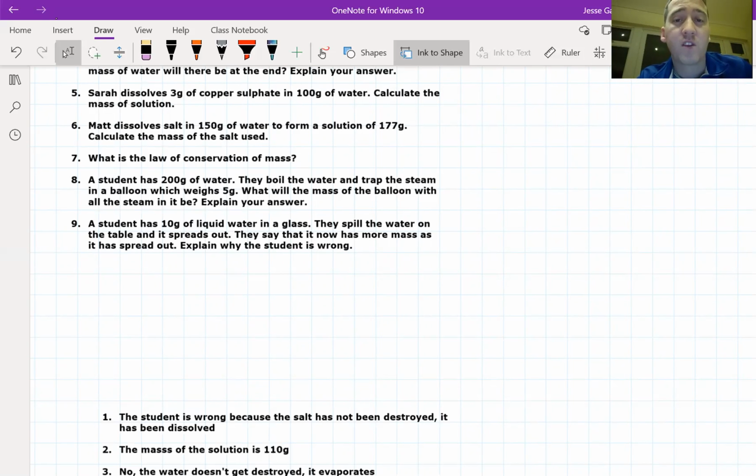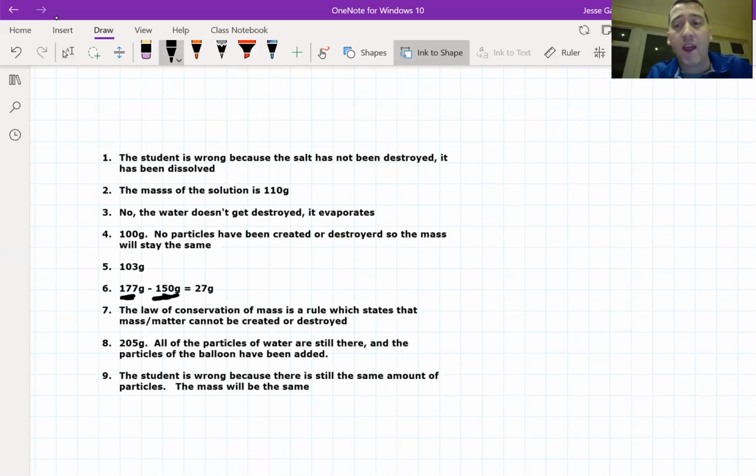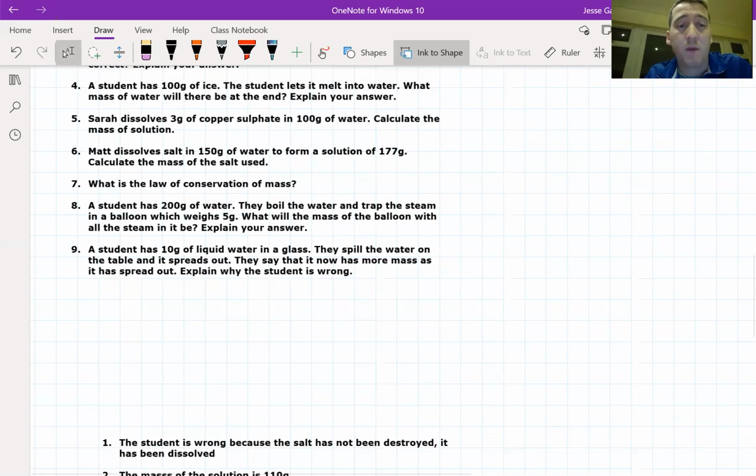So 6. Well, if the solution is 177 grams, and we started with 150 grams of water, then the extra must have been the salt. So let's find out how much is the extra. If we take 177 grams and take away 150, which was the water, then the extra is equal to 27 grams, and that must have been the salt. That's how you do it. So you take away 150 of the water from the total mass of the solution. That's the extra that was added in, which is the solute or the salt. So that's 27 grams.